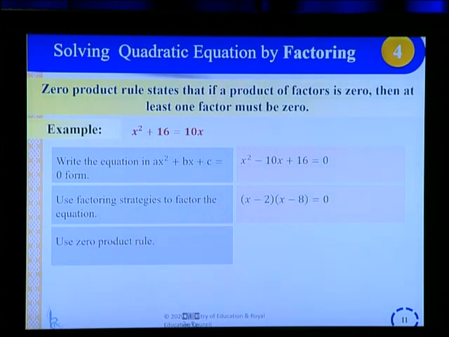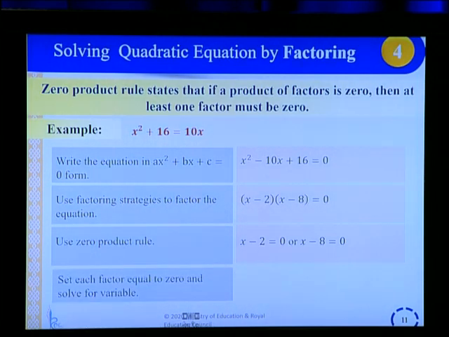Now, here we use the zero product rule. We said if the product of two numbers is 0, then at least one of the numbers must be 0, which is the zero product rule. So, either x minus 2 is 0 or x minus 8 is 0. And then finally, set each factor equal to 0 and solve for the variable. So, we set x minus 2 equal to 0, therefore, we get x equal to 2. Similarly, x minus 8 equal to 0 means x will be equal to 8.